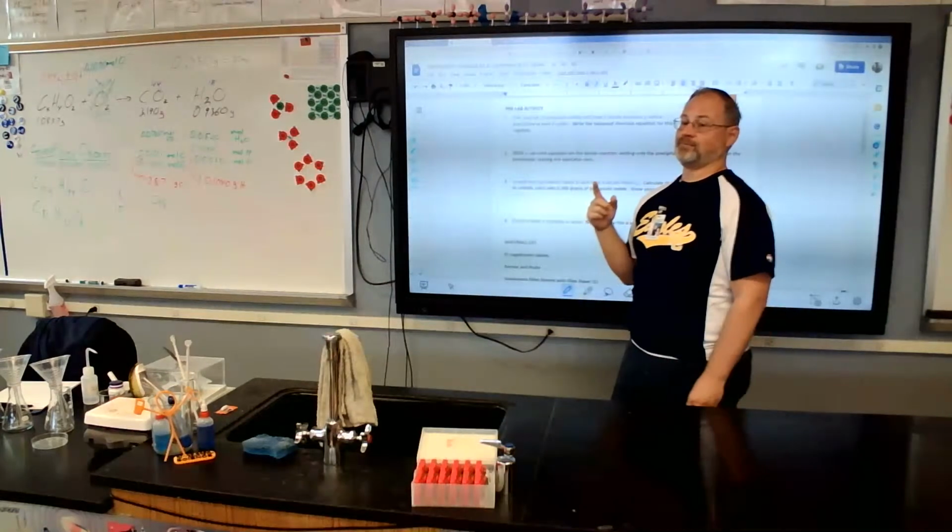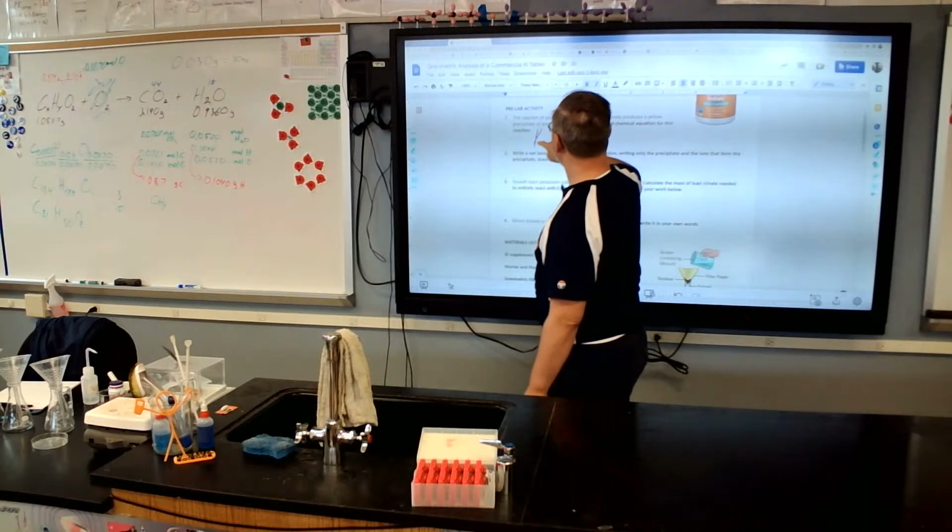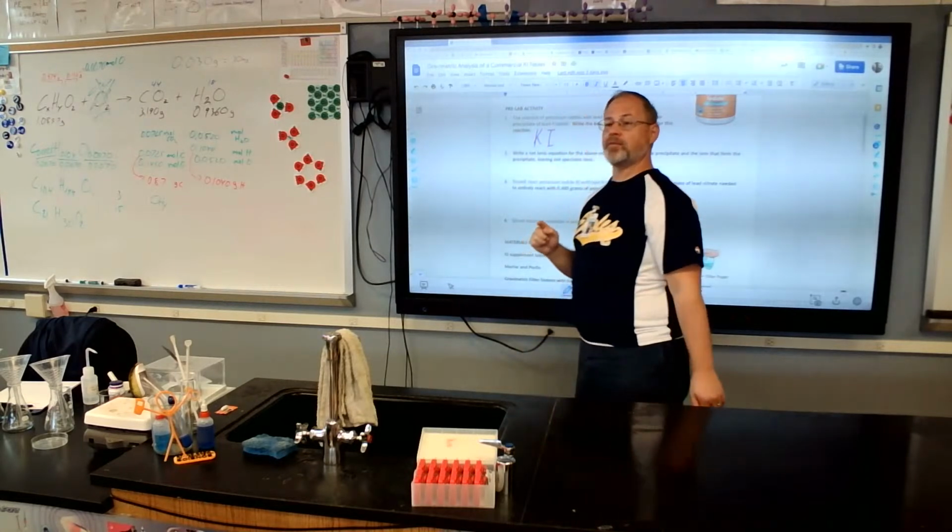So first of all, what is the formula for potassium iodide? Who remembers this? It's KI. Yeah. Potassium is a +1 ion. Iodine is a -1 ion. KI.